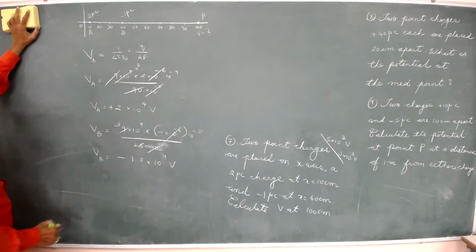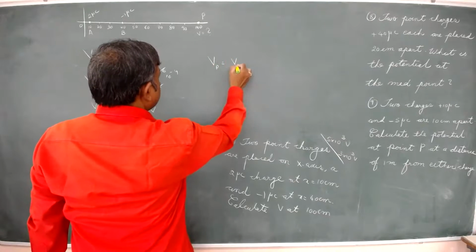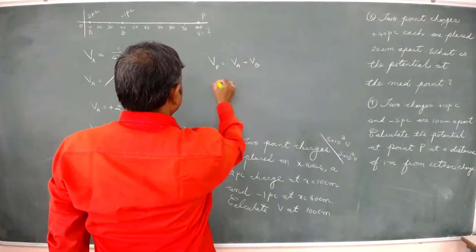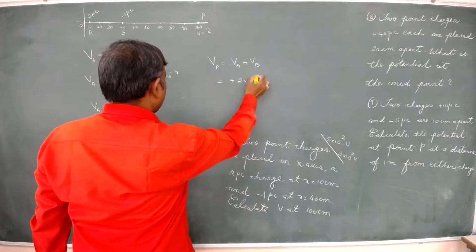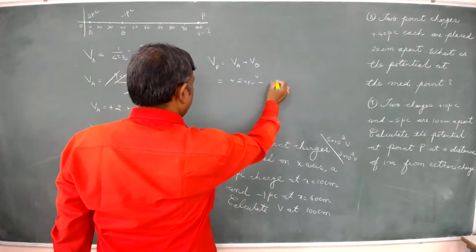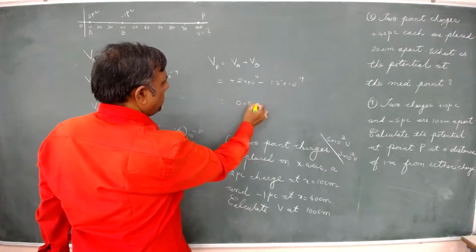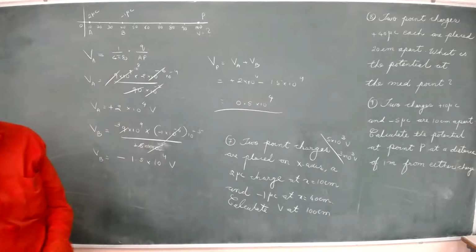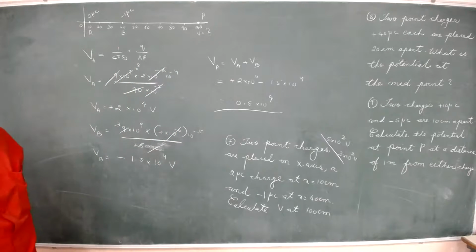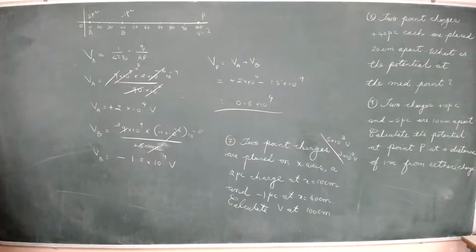And what is the total potential now? The total potential at P is the potential due to A plus the potential due to B, because it is a scalar quantity. Potential due to A is plus 2 into 10 power 4, and this is minus 1.5 into 10 power 4. The answer is 0.5 into 10 power 4, or 5 into 10 power 3. Okay? Correct. Your answer is correct.